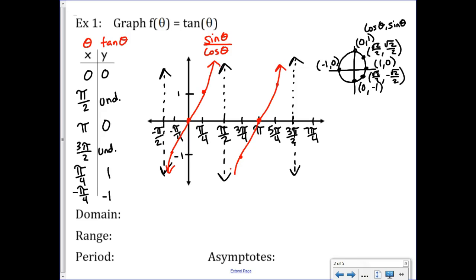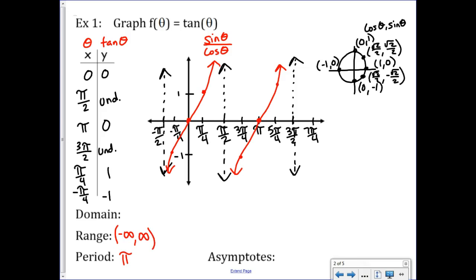So then one period is actually going from negative pi over 2 to positive pi over 2, from asymptote to asymptote. And so our period then is pi, because going from negative pi over 2 to pi over 2 is pi. From pi over 2 to 3 pi over 2 is 1 pi. Now, our range is going to go on forever and ever. That will go up and down in both directions to infinity. So negative infinity to infinity.